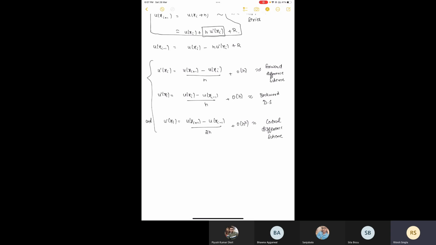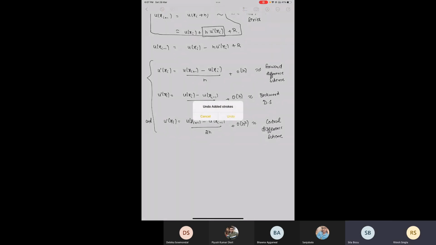So haven't these three things been discussed in the class? Sorry for the trouble, was it discussed in the class? These three things? Sir, only central difference was done. Okay, probably that's why she might have asked the central difference. So these are the three things.